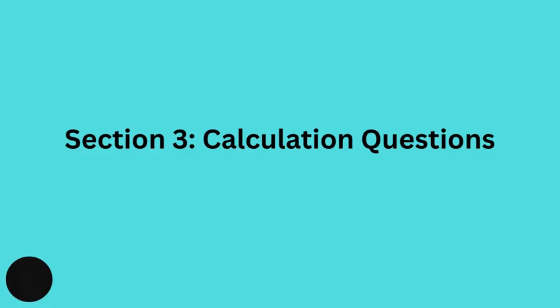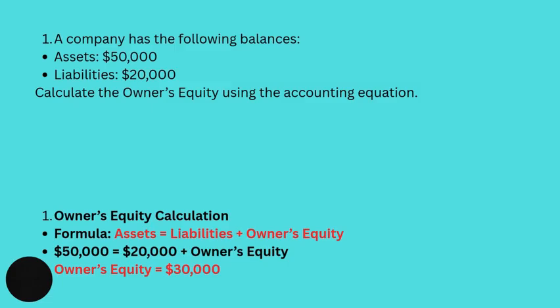Section 3, calculation questions. So these are some calculation questions. Let's look at the owner's equity calculation using the accounting equation. We have the total assets of the company at $50,000 and liabilities of $20,000.